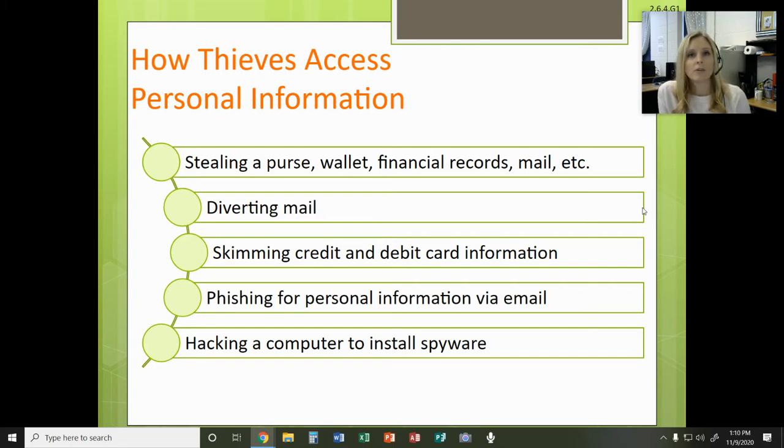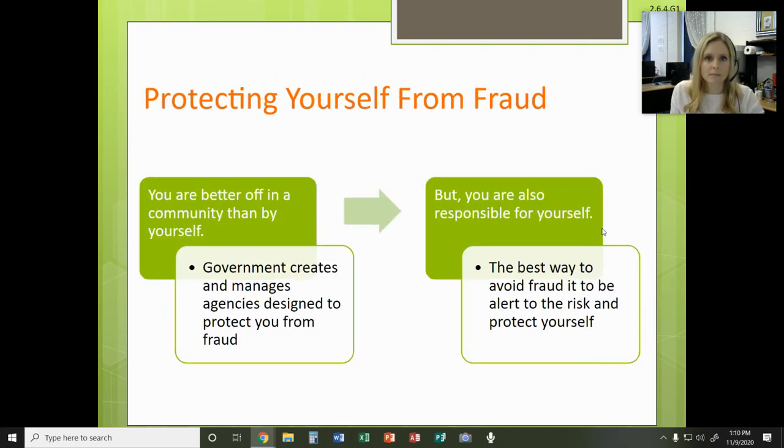Phishing involves emails that are sent to you, trying to get you to click on something, to buy something, pay somebody something, or whatever, asking for any of your personal information via email. And then also hacking your computer, installing spyware to watch what you're doing, look for your passwords, look for other personal information.